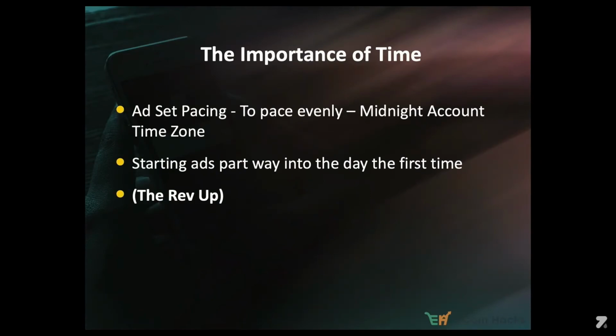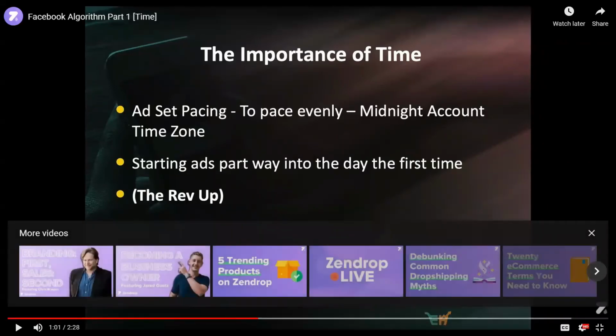You can start your ads part way into the day the first time, or every time if you want. What this does is it basically rushes traffic in, because Facebook is trying to get that budget that you missed in the morning. It's trying to spend your whole budget, so it rushes traffic in. To do this, it prioritizes you, puts you higher in the news feed, so that you get more clicks and impressions. Basically, this artificially gives you a higher CTR.